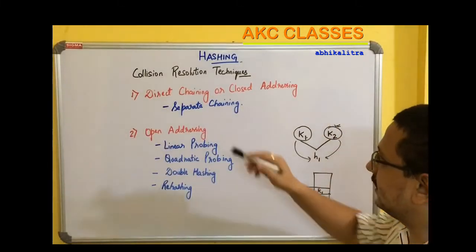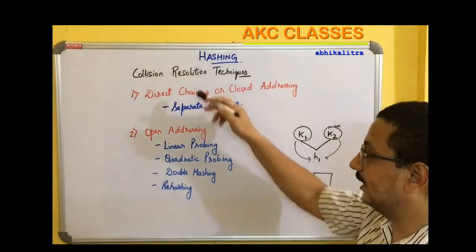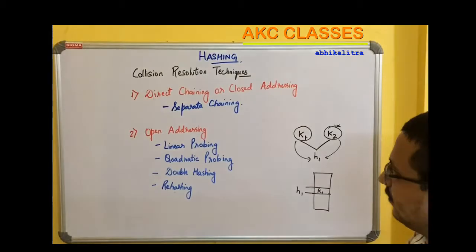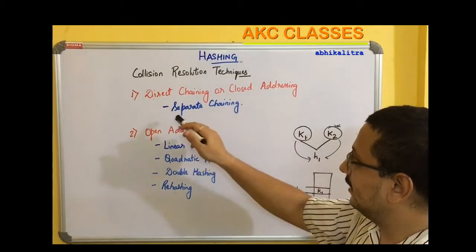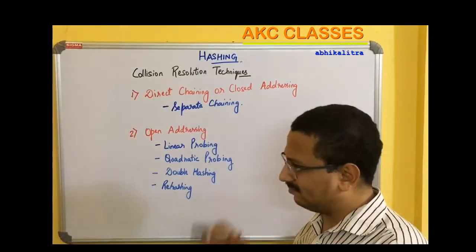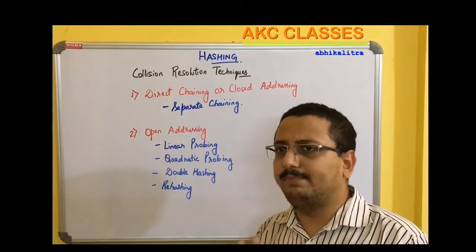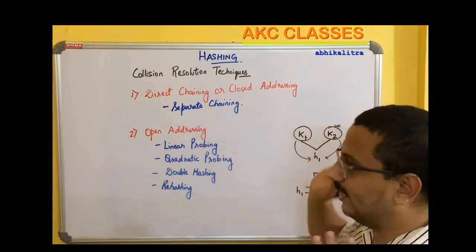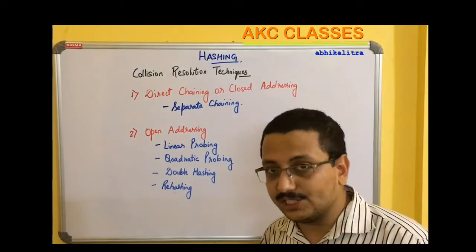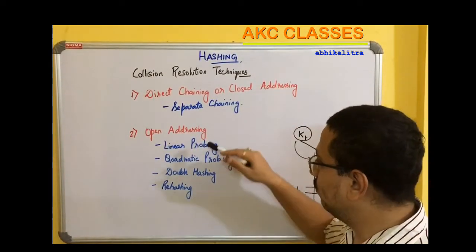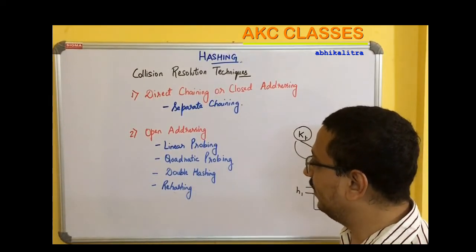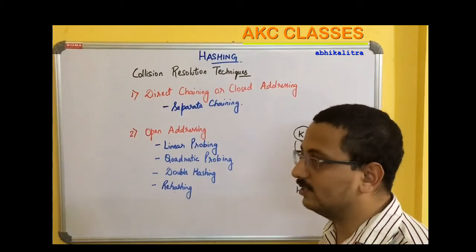We will start with direct chaining, or closed addressing. These are the two different techniques. The first one is direct chaining or closed addressing, under which we will discuss separate chaining, also known simply as chaining. And in the case of open addressing, also known as closed hashing, this technique includes 4 different algorithms. The first one is linear probing, the second is quadratic probing, the third is double hashing, and the last one is rehashing.